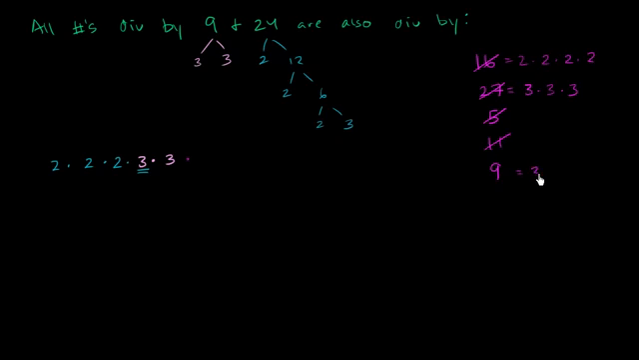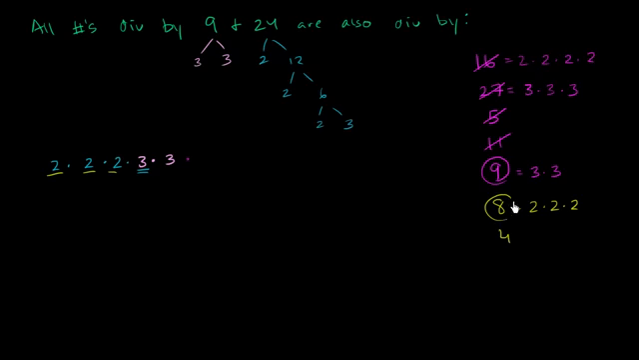9 is equal to 3 times 3. And actually, I just realized that this is a silly answer, because obviously all numbers divisible by 9 and 24 are also divisible by 9. So obviously 9 is going to work, but I shouldn't have made that a choice, because that's in the problem. But 9 would work. And what also would work is if 8 was one of the choices, because 8 is equal to 2 times 2 times 2. And we have a 2 times 2 times 2 here.